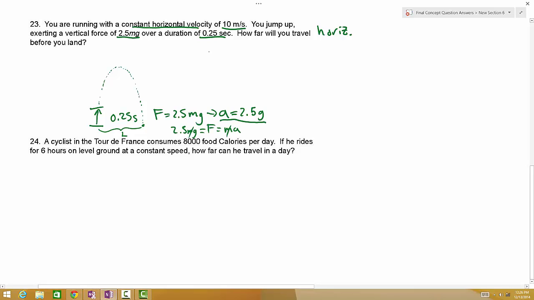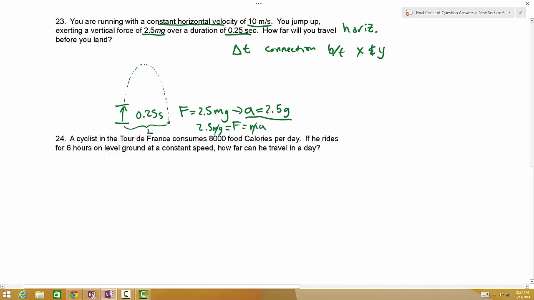Usually when we have a problem like this, we want to calculate the change in time, because the change in time over the whole path is going to be the connection between the x and y directions, because it takes that one time to go up and then down, and also to go to the right. So if we can find the t it takes to go up and down, then we can use it in our equations for the x motion.